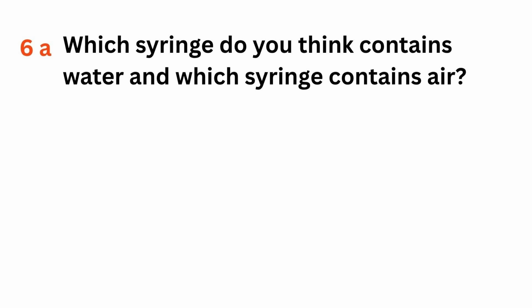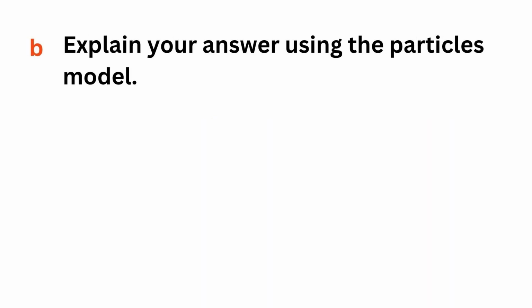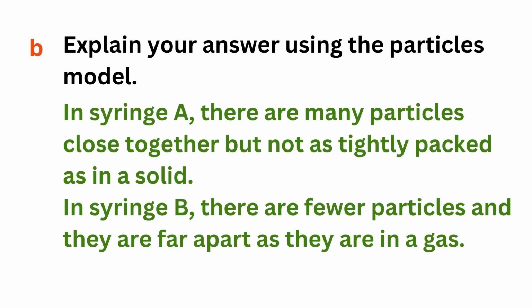Question 6a. Which syringe do you think contains water and which syringe contains air? Syringe A contains water and syringe B contains air. Question b. Explain your answer using the particle model. In syringe A, there are many particles close together, but not as tightly packed as in a solid. In syringe B, there are fewer particles and they are far apart as they are in a gas.